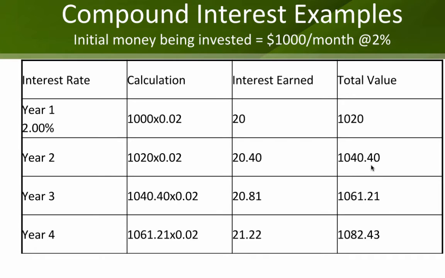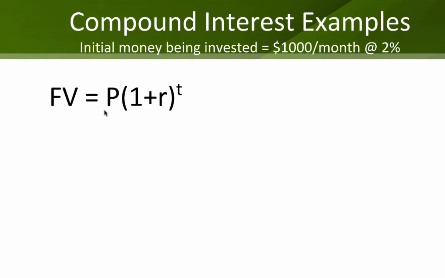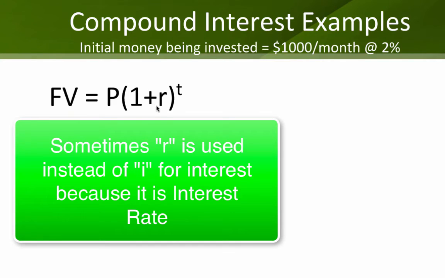If you do it again for a third year, you put this whole amount, which is right there, times it by that interest rate for 1 year. You're going to get 20.81. See, it's growing each year, and so on. So now let's take a look at that formula I showed you. Future value is your principal times 1 plus your interest rate.